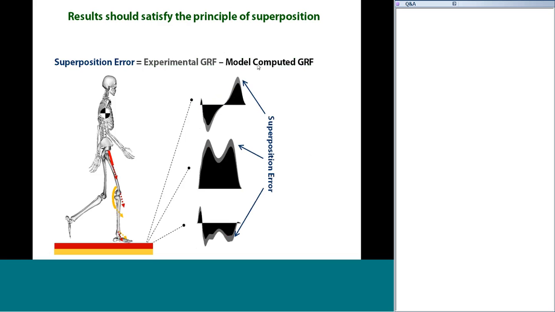Now, this is one way you can test that your results actually have some sort of meaning, but it doesn't mean that just because the superposition principle is satisfied that your results are going to be correct. And this is actually one of the big outstanding problems in biomechanics, that we can't actually measure experimentally how one individual muscle actually contributes to a ground reaction force. But at the very least, our solutions should satisfy the principle of superposition.